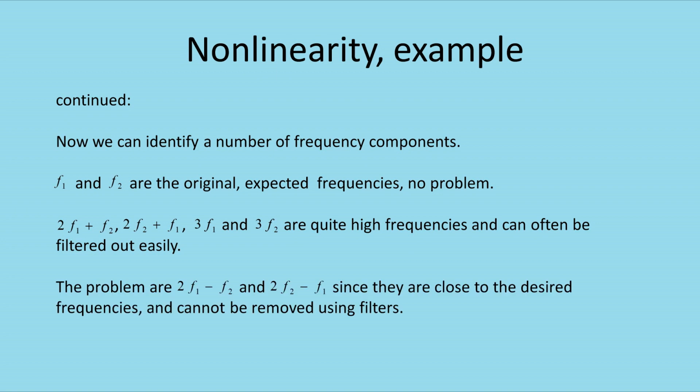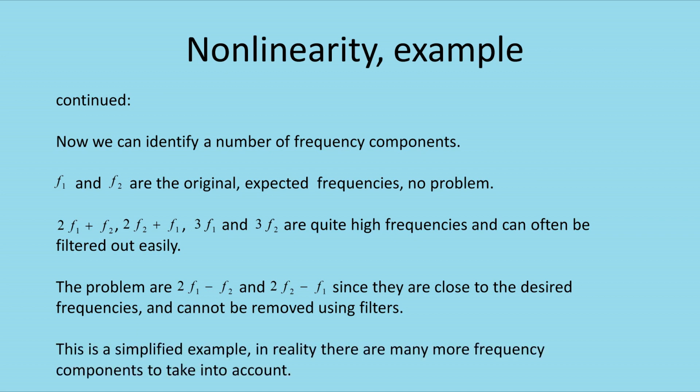The problematic frequency components are 2 times F1 minus F2 and 2 times F2 minus F1, since they are close to the desired frequencies F1 and F2 and cannot be removed using filters. This is a simplified example. In reality, there are many more frequency components to take into account. Often, the new signal components may not be experienced as discrete frequencies, but rather as a general increase in the noise floor.